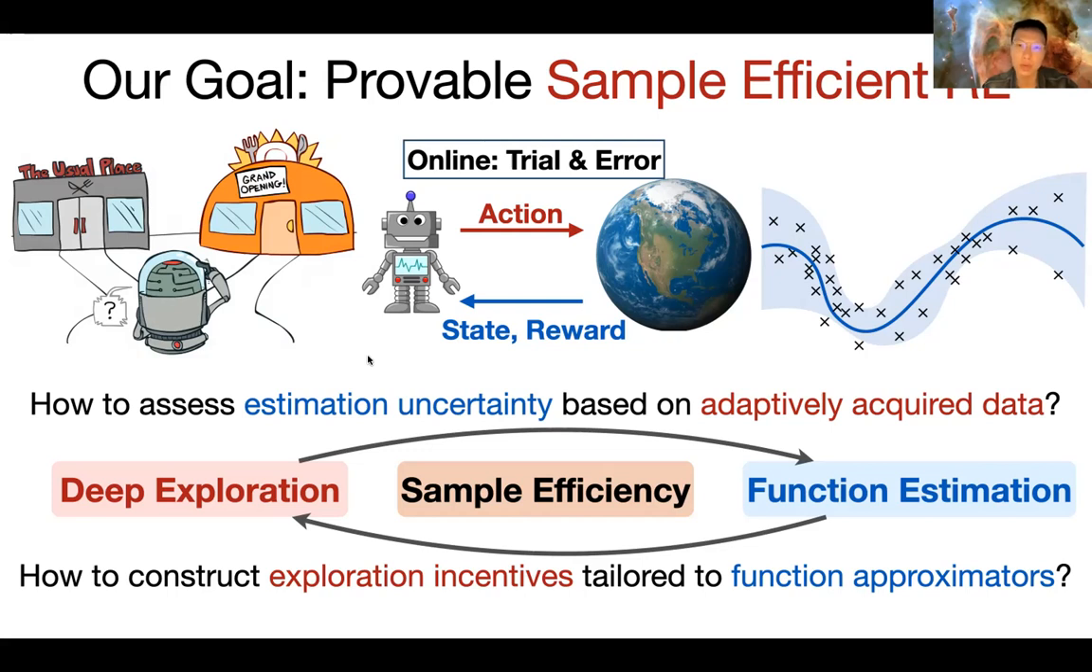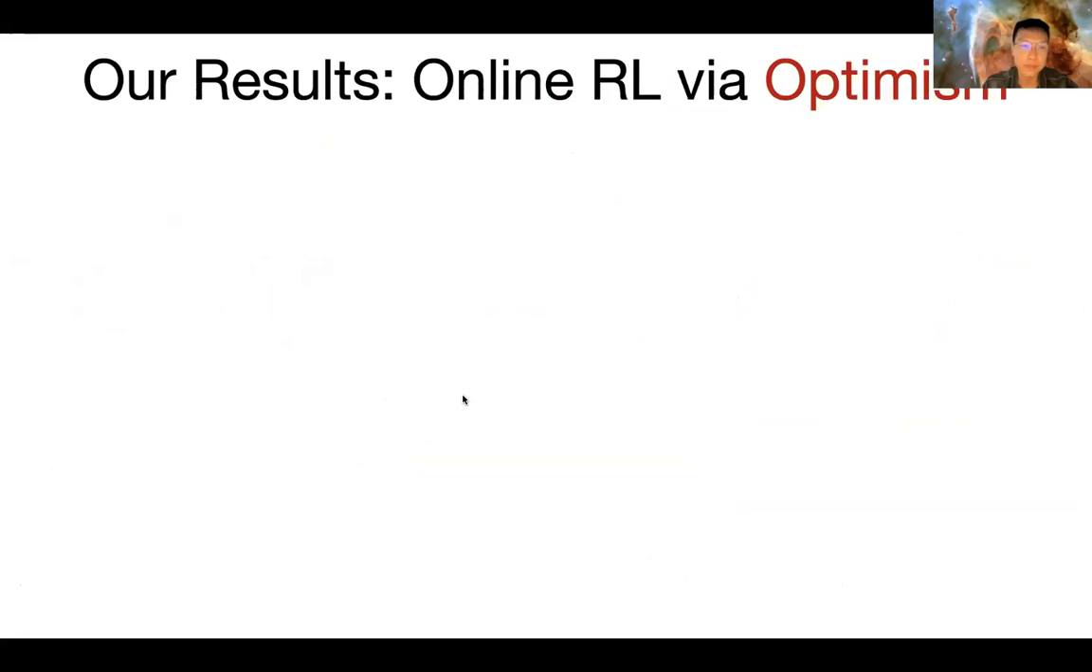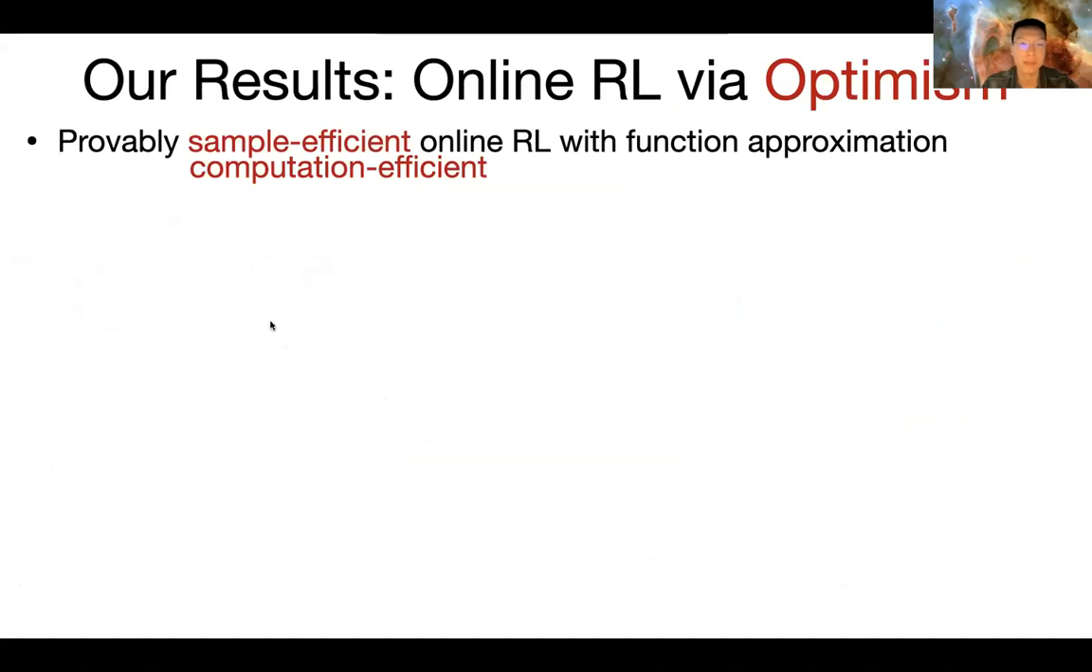But for our case, this is infeasible, because the state space can be infinite, and most of the states are not visited. So in terms of exploration, we also need to utilize function approximation tools to extrapolate information among states. That means we need to construct some exploration incentives that are specific to the function approximators we use. And now I would like to just give an overview of our result. And the details will come later.